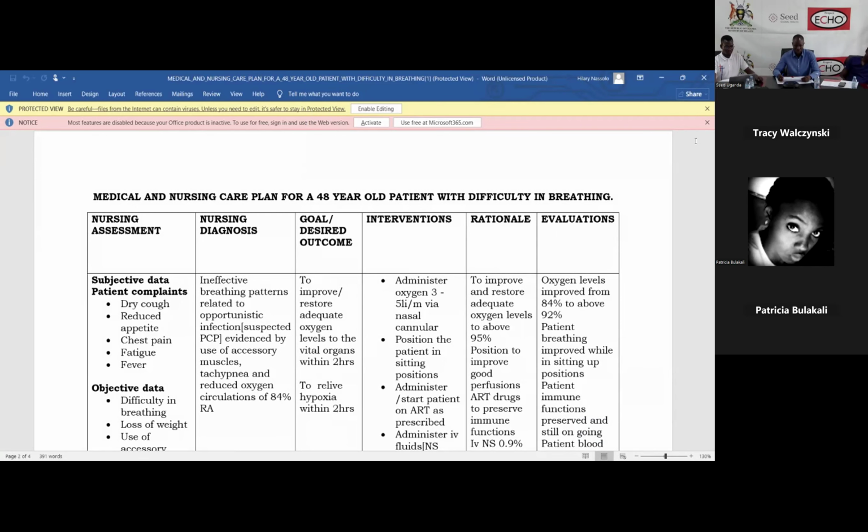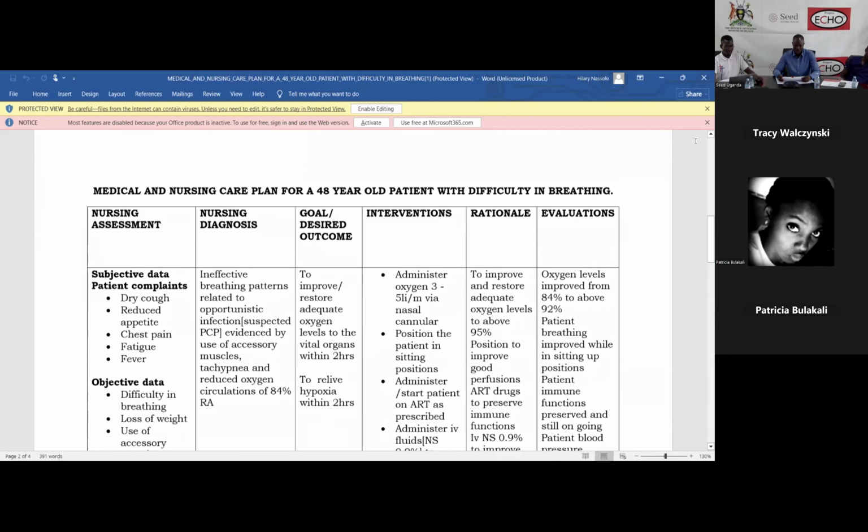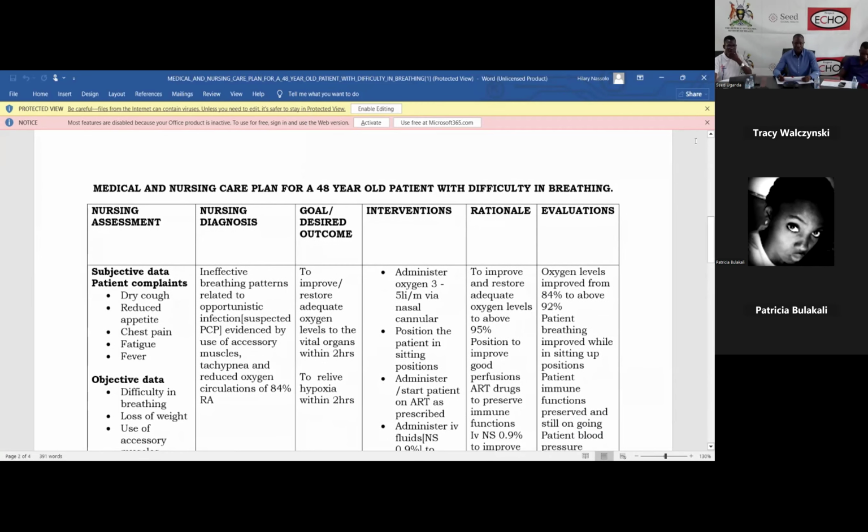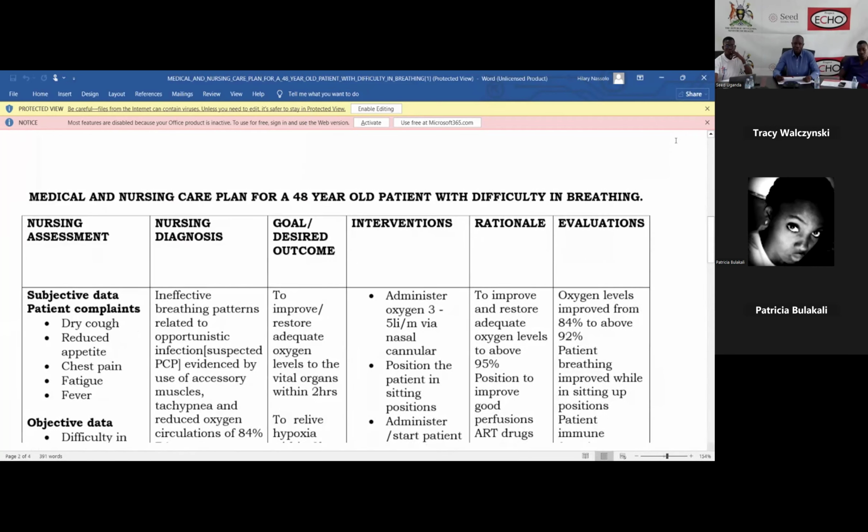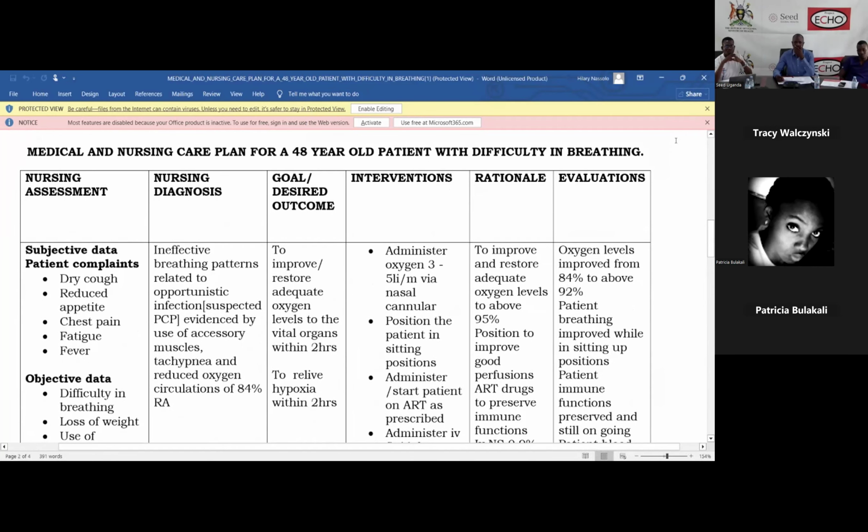We can continue. In our goal or desired outcomes, we're saying: to improve or restore adequate oxygen levels to the vital organs within 24 hours. And then secondly, to improve hypoxia within 2 hours.